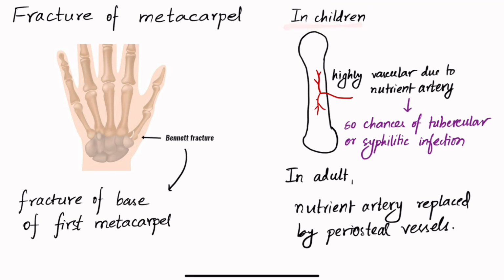In children, the metacarpal is highly vascular due to the supply of nutrient artery. As a result, there's a high chance of tubercular or syphilitic infection through the blood supply of the nutrient artery. However, in adults, the nutrient artery gets replaced by periosteal vessels. As a result, the chances of tubercular or syphilitic infection to metacarpal decrease.